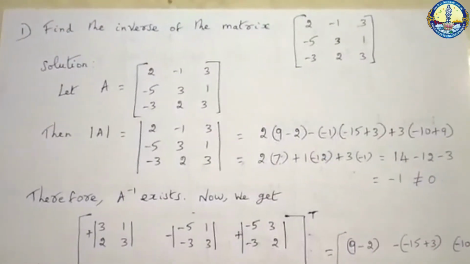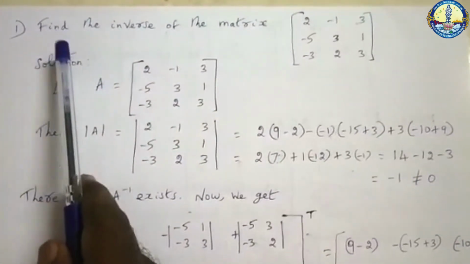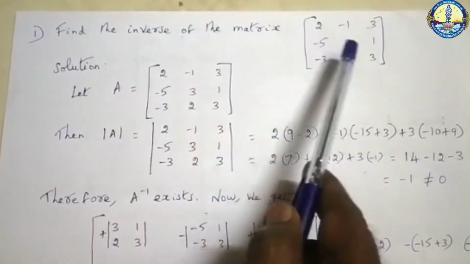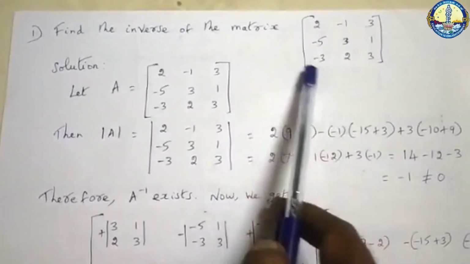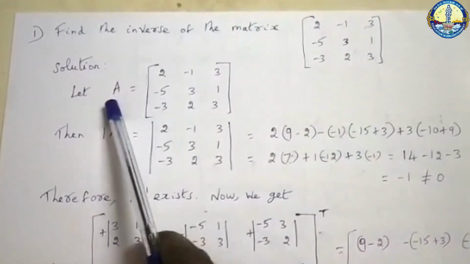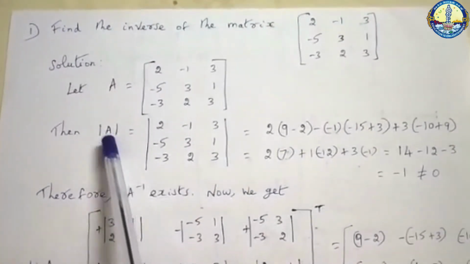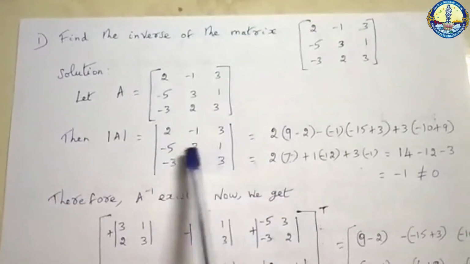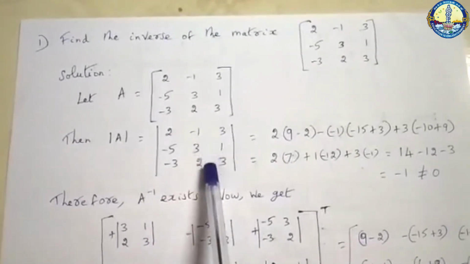We are going to see how to find the inverse of a 3x3 matrix. Here is the problem: find the inverse of the matrix with rows 2, -1, 3; -5, 3, 1; -3, 2, 3. That is, we have to find the inverse of this particular matrix. First, let A be the given matrix, so write A equals this given matrix. Now we are going to find the determinant of the matrix. That is, determinant of A equals, write the matrix with the determinant symbol like this. This is the first row, second row, third row, first column, second column, third column.